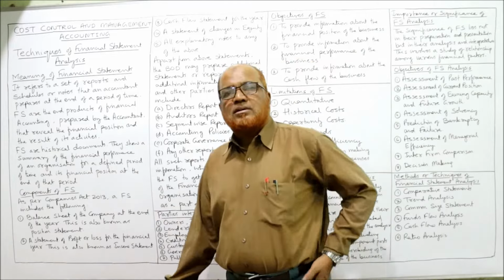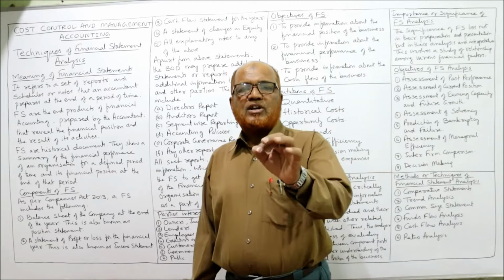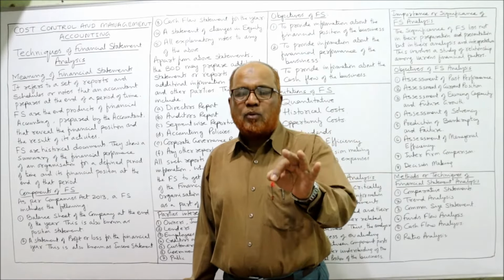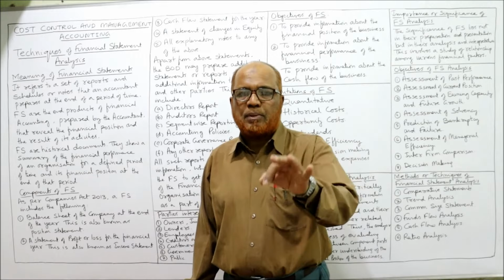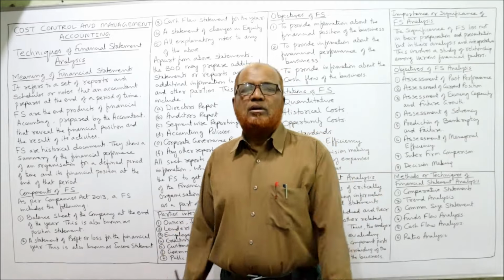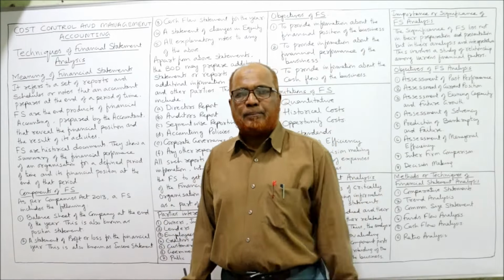Next, components. I have explained the meaning of the term financial statements. Financial statements are the end product of accounting. They consist of the reports, schedules and notes which are prepared by the accountant to find out the financial position and the operating result during the period of time.